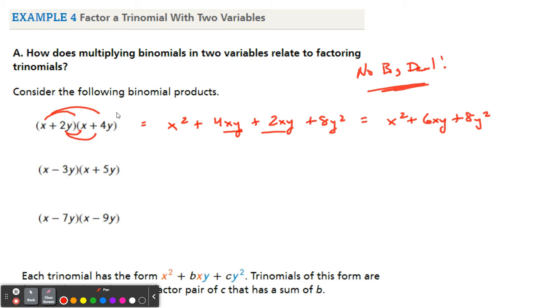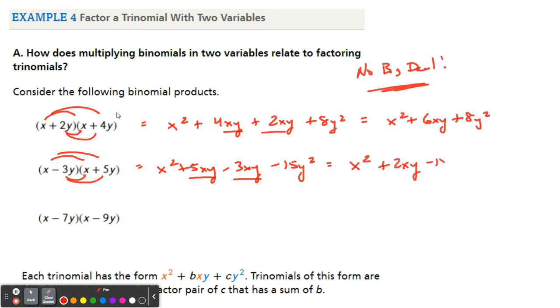Again, if one sign's positive, one sign's negative, still no big deal. X gets multiplied to both parts, x squared plus 5xy. Make sure you multiply next the negative 3y. So that's going to make it a, not equals, sorry, not equals. That's going to make this a negative 3xy. And negative 3y times positive 5y is negative 15y squared. Again, you combine the middle terms. Even though they're different signs, they still have the same variables to the same exponents. That's x squared, 5 minus 3 is positive 2xy, and then the minus 15y squared just comes at the end.